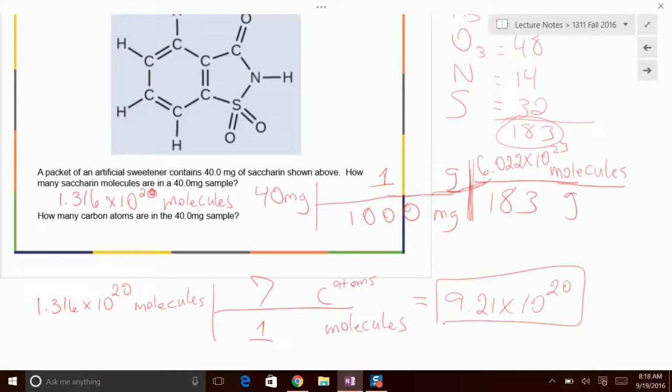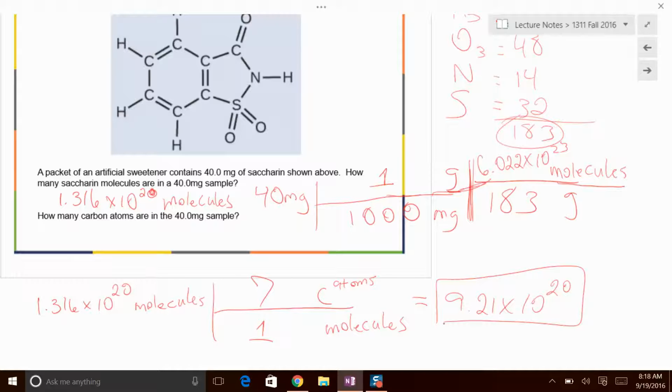Okay? So you'll see questions like that: if you have this compound, how many atoms of oxygen or nitrogen or whatever are in that compound? So that's something that you need to be familiar with how to do, and it's simply by looking at that relationship. How many carbons are there for one molecule? There's 7 for every one.